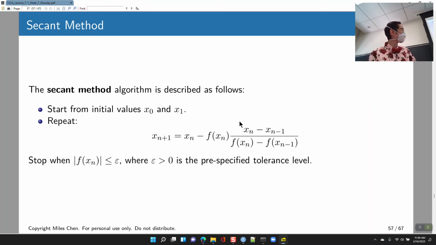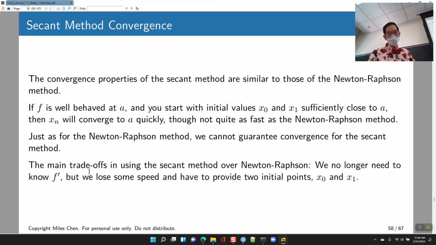And so this is the algorithm written out, and you'll just keep running until f of xn reaches something that's close to 0, less than some tolerance level e. All right, and similarly to the Newton-Raphson method, the secant method is not guaranteed to converge. A lot of times it converges, but not always. And the pros and cons of the secant method versus Newton-Raphson: the pro is you don't need to know how to solve for the derivative. The con is you need 2 starting locations, and sometimes your iterations require a little bit more calculations, but it could work.